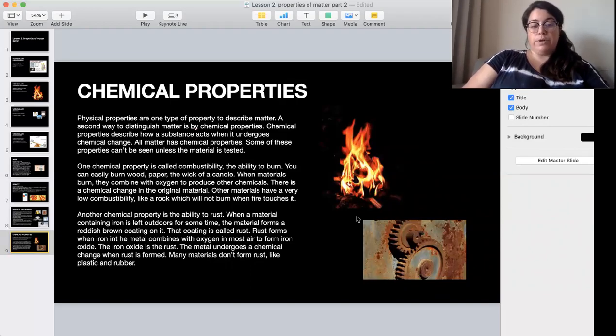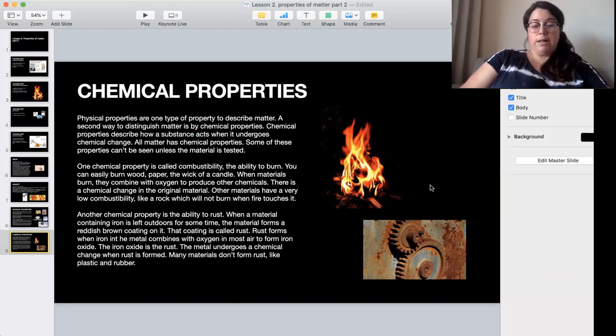When materials burn, they combine with oxygen to produce other chemicals. There is a chemical change in the original material. Other materials have a very low combustibility, like a rock. You can't burn a rock when fire touches it.